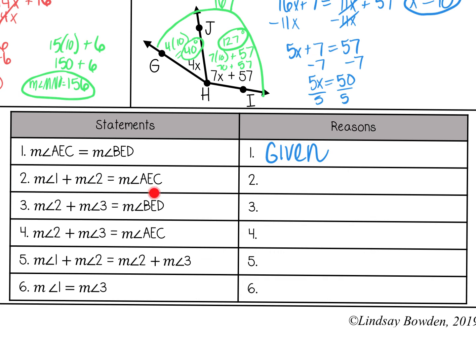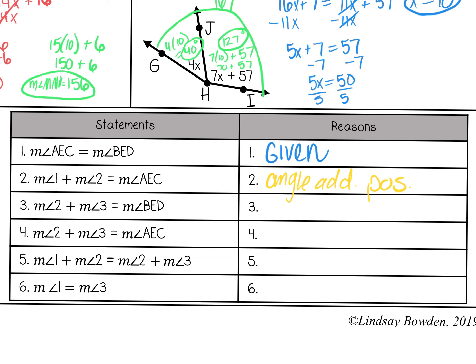Okay, so looking at this step, they said 1 plus 2 is AEC. So let's look at that. AEC is our yellow angle, right? So 1 is here, 2 is here, and they add up to the whole thing, right? So the two parts of the angle add up to the whole angle. So what postulate is that? Hint, it's the one this worksheet's on, right? That's our angle addition postulate. Okay, that's how we were able to write that statement, because the angle addition postulate tells us that the measure 1 and 2 have to add up to AEC.